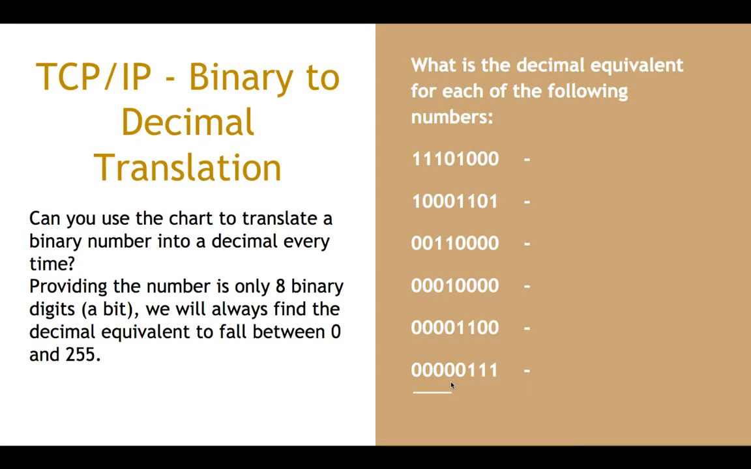So what is the decimal equivalent of each of the following numbers? Can you use the chart to translate a binary number to a decimal every time? Providing the number is only 8 binary digits or a byte, we'll always find the decimal equivalent to fall between 0 and 255. So look at the first one. We've got 128, 64, 32, and then 8. Wonder what that comes out to. 232.